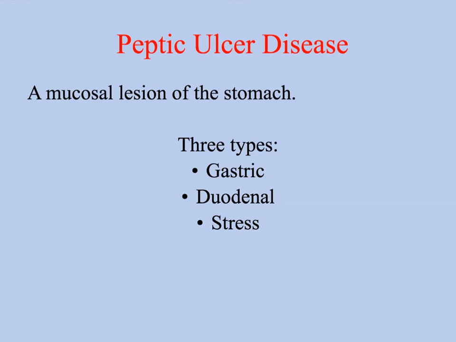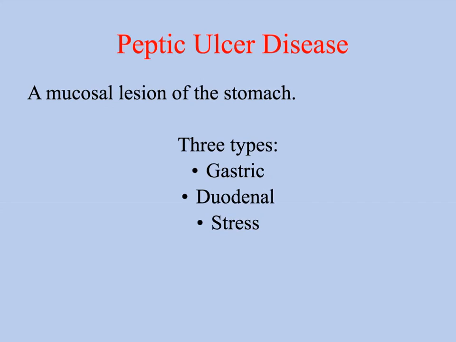So basically what we've talked about up until now is some irritation to the lining of the upper GI tract. So the esophagus, the stomach, some irritating things that have caused an upset. Moving on to peptic ulcer disease, we're actually talking about a mucosal lesion. So now the irritation has become more of a lesion, and it's a little bit more serious than what we've talked about in the past.